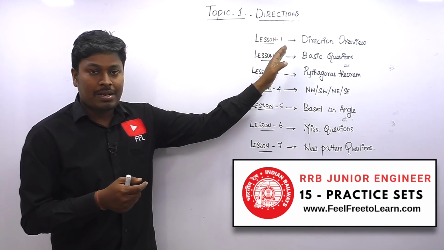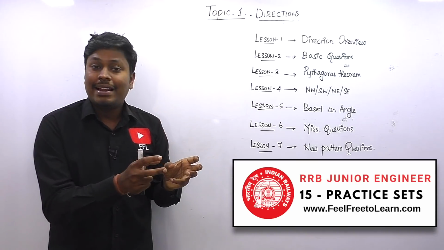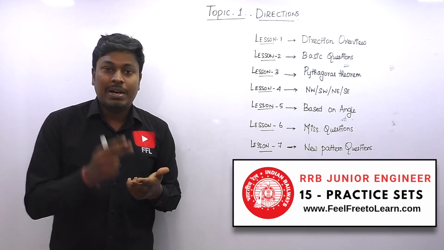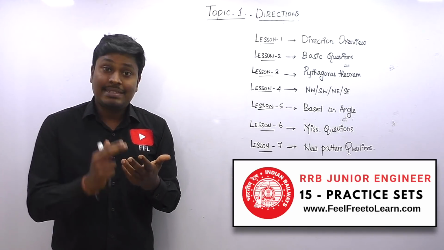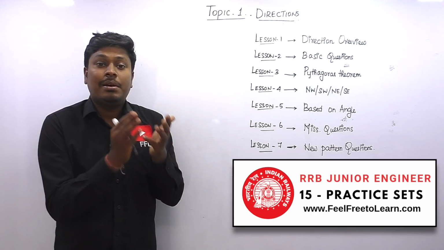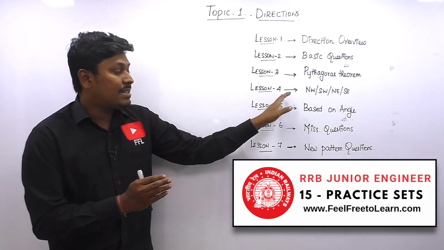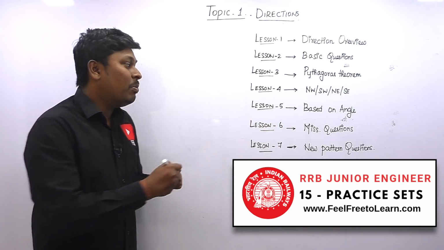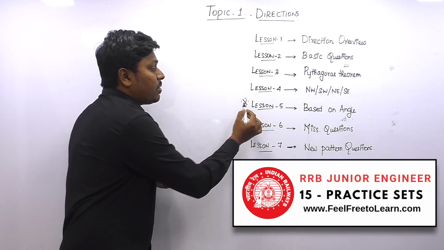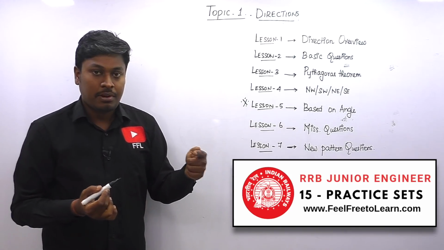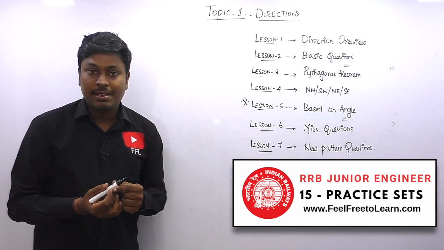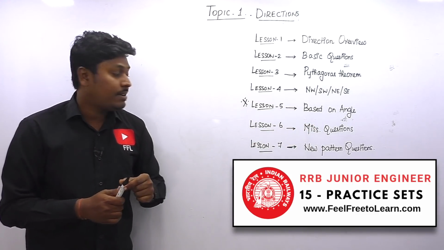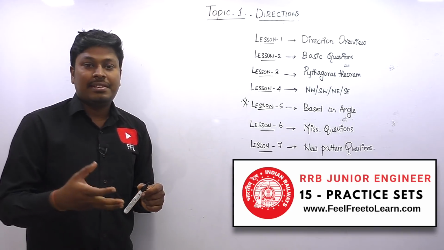In lesson number 1, we taught what the direction topic is, how the question will be, and how to draw a diagram. Lesson number 2, basic questions in the topic direction. Lesson number 3, we solved most of the questions by using the Pythagoras theorem. Lesson number 4, northeast, southwest, interesting questions. Lesson number 5 is most important for RRB JE, because when you look into the memory based question paper of 2015 RRB JE, most of the questions on the direction topic are based on angles. And lesson number 6, miscellaneous questions.